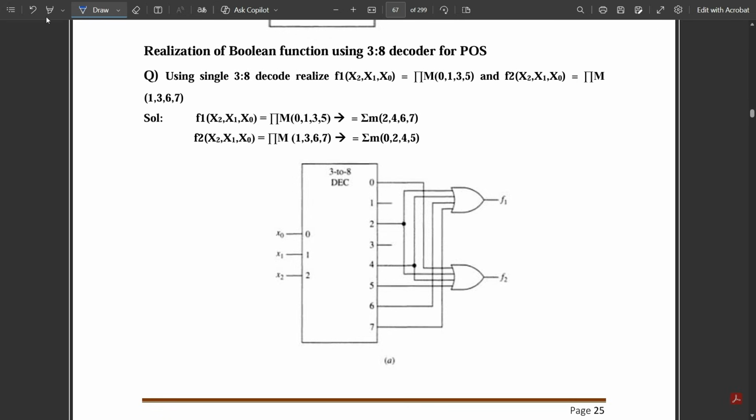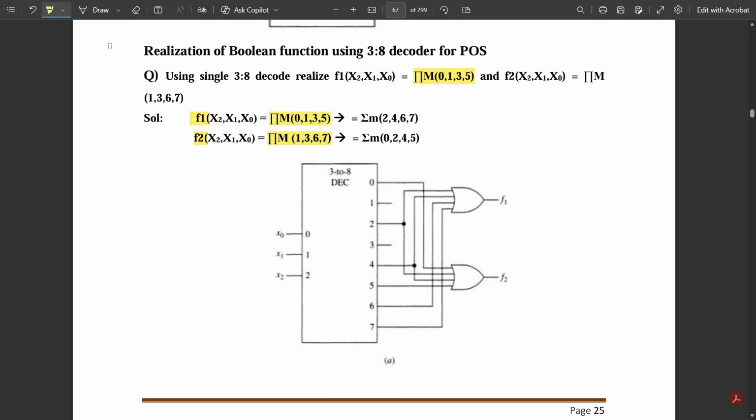It's very easy. So you see the question here. Using a single 3 to 8 decoder, realize F1 of product of max terms, that is 0, 1, 3, 5, and F2, that is 1, 3, 6, 7. These are the two functions given, F1 and F2. This is the basic block of the 3 to 8 decoder, and they have given product of max terms for both these cases. You need to remember that since there are 3 inputs, there would be 8 combinations from 0 to 7. How to convert it?